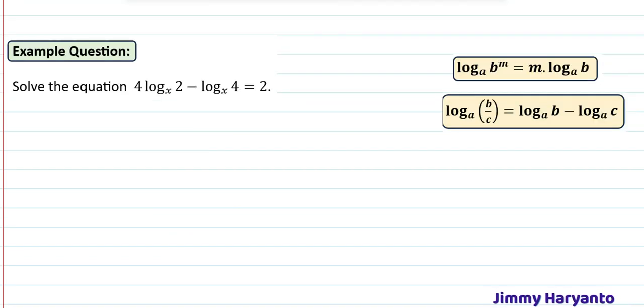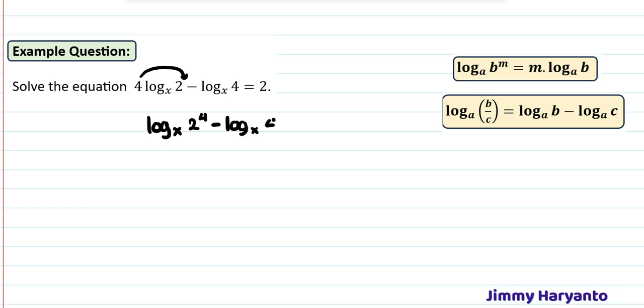Okay, next is this one. For this one, we don't have logarithm on the right hand side. That means usually we'll use the conversion of logarithm into indices, or exponential. So first, I think I have to move this 4 using this law. You'll have log x of 2 to the power of 4 minus log x of 4 equals 2. Okay, and then this one will become log x of 16 minus log x of 4 equals 2.